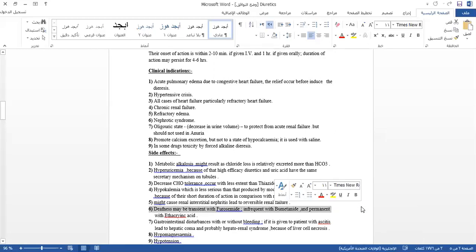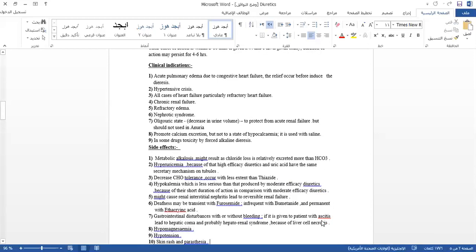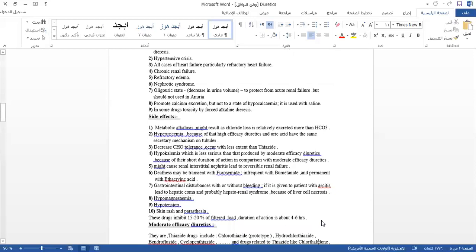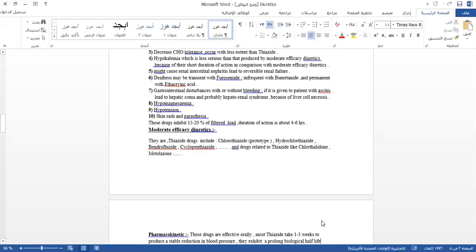GIT disturbances with or without bleeding. If given to patients with ascites, it may lead to hepatic coma or hepatic encephalopathy, and probably hepatorenal syndrome because of liver cell necrosis. If there is hypokalemia, the level of plasma potassium should be monitored. Hypomagnesemia, there is loss of magnesium also.